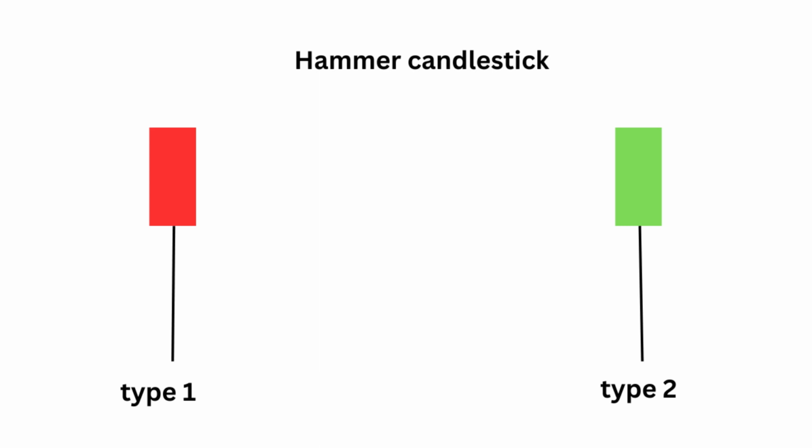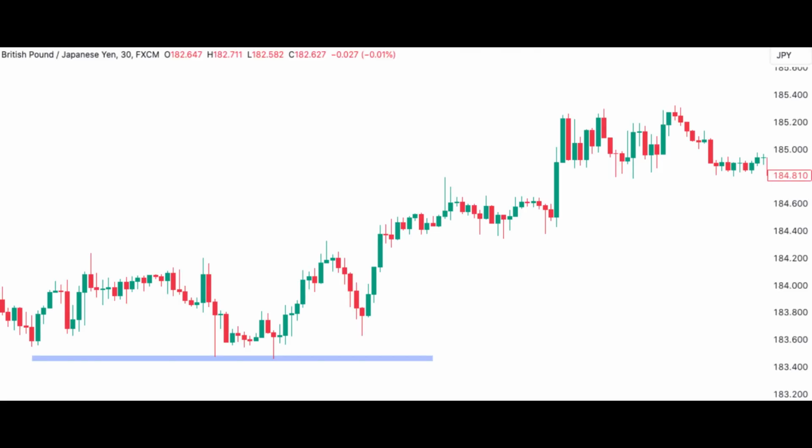The length of the entire wick must be at least 2 times the body. To trade, you enter for a buy after the formation of the hammer candlestick and place your stop loss just below. A good example here, price came to the support level, gave a hammer candlestick, you enter in here and place your stop loss at the low and you ride all the way up.